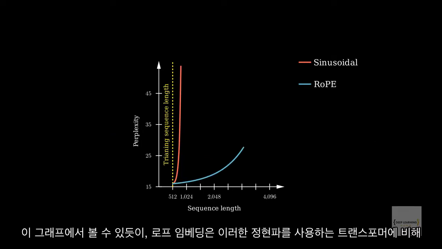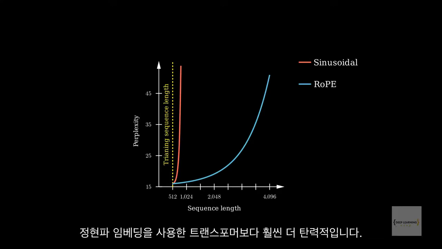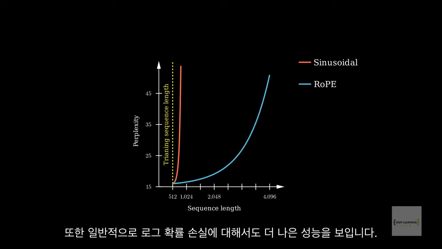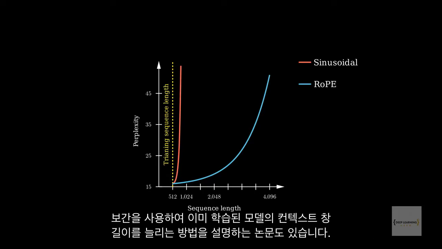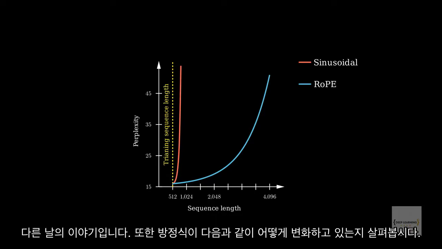As you can see in this graph, RoPE embeddings are much more resilient to out-of-distribution predictions than transformers with sinusoidal embeddings. They also generally perform better on log likelihood loss. There is also a paper that explains how to increase the context window length of an already trained model using interpolation techniques. But that's a story for another day.